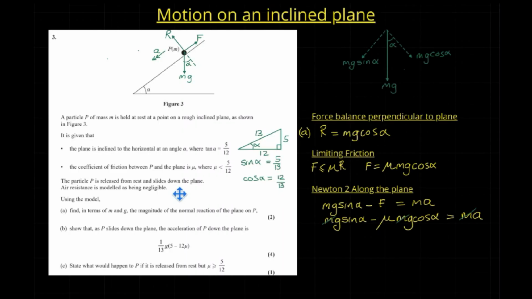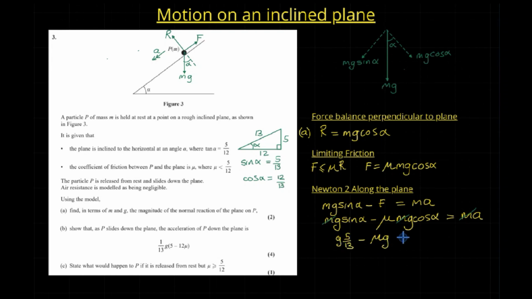Unfortunately, we don't know the values of sin alpha and cos alpha, but we do know that tan alpha is 5/12. So I've drawn a right-angled triangle with the opposite and adjacent set to 5 and 12 respectively. Pythagoras tells us that the hypotenuse is 13. That means that sin alpha, which is the opposite over the hypotenuse, is 5/13, and cos alpha, which is the adjacent over the hypotenuse, is 12/13. So we can now write those in.